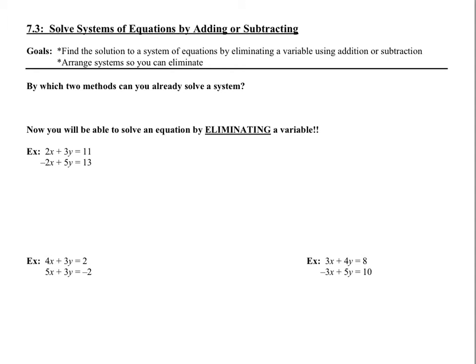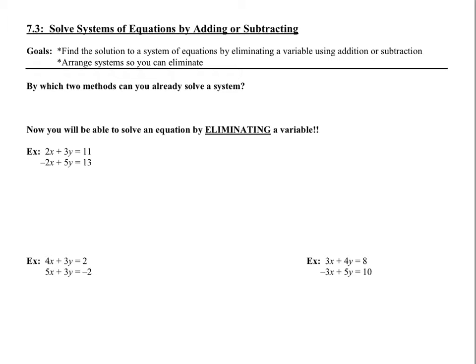In section 7.1, you learned how to solve a system by graphing, where you graph two lines and identify the point of intersection. In 7.2, we learned how to solve by substitution, but in order to do that, one of the variables had to be isolated. So in this section, we're going to be learning how to solve by eliminating a variable. The first way is just by adding or subtracting. 7.4 will be what happens when you can't add or subtract.